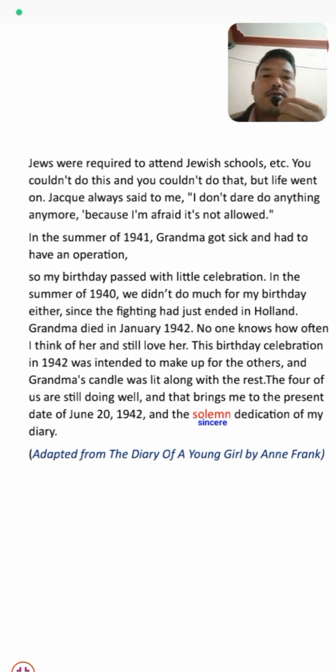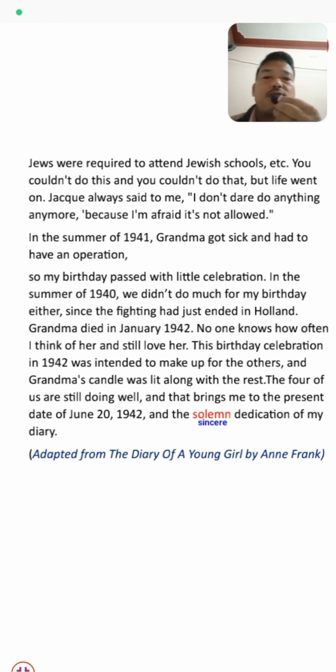You could not do this, and you could not do that, but life went on. But life was going on with so many restrictions on them because of the anti-Jewish laws. The people in Germany were facing this cruel, crucial, and difficult time, and that is what she is mentioning in this paragraph.